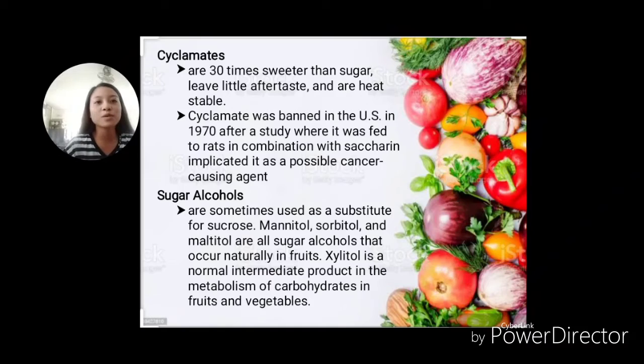Cyclamates are 30 times sweeter than sugar, leave little aftertaste, and are heat stable. Cyclamates were banned in the US in 1970 after a study where it was fed to rats in combination with saccharin implicated it as a possible cancer-causing agent. Sugar alcohols are sometimes used as a substitute for sucrose. Mannitol, sorbitol, and maltitol are all sugar alcohols that occur naturally in fruits. Xylitol is a normal intermediate product in the metabolism of carbohydrates in fruits and vegetables.